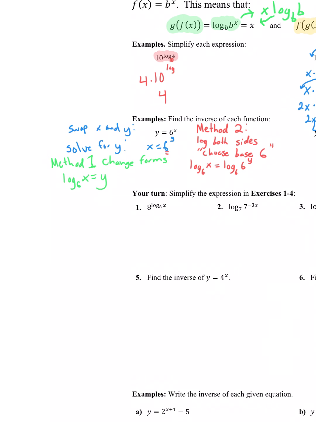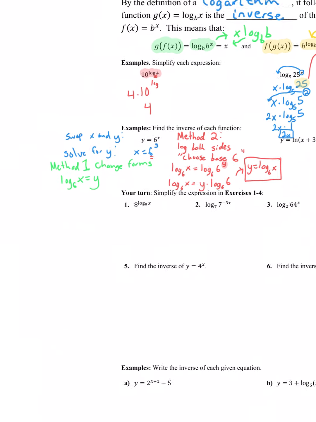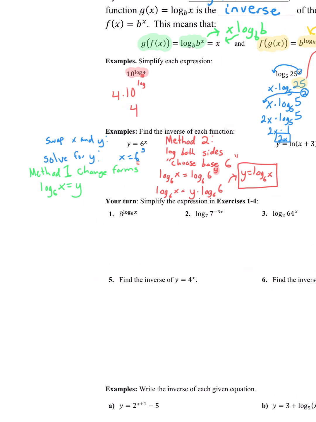This is another method that algebraically might make more sense to you than changing forms and memorizing how to change the forms. Because now I have this y exponent that can drop out front, and I have log base 6 of x equals y times log base 6 of 6. And we know log base 6 of 6 is 1. So we end up with y equals log base 6 of x. So either method, method 1 or method 2, is going to get you to the same result. But that's the idea for writing inverses of these functions.